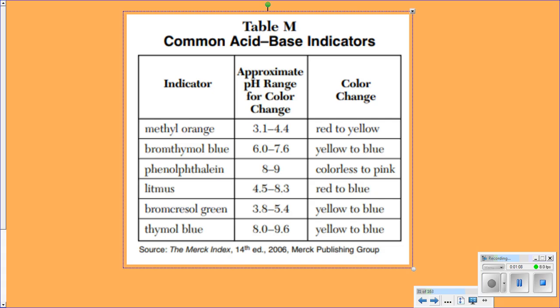What this really means is if you were to take methyl orange, for example, methyl orange is red, for sure, below a pH of 3.1. It is yellow, for sure, above a pH of 4.4. In this middle range right here, it could be red or yellow. I know that's a little bit confusing, but if I were to tell you that I had a substance that turned methyl orange yellow, really the pH could be anything above 3.1.